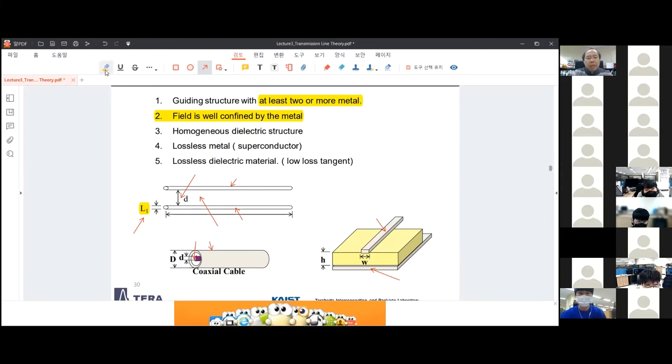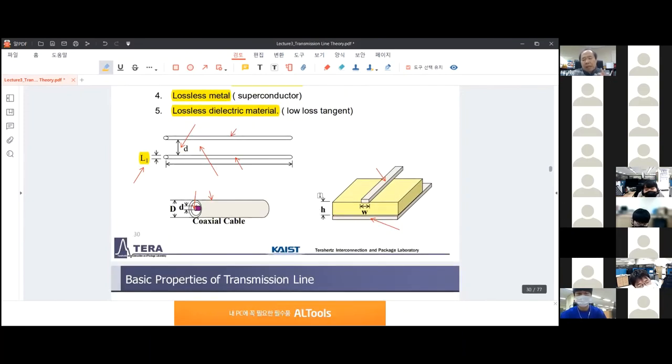And also we have to have dielectric materials. And we want to have very lossless metals, but it's actually not true. And so that's creating the ISI problem and eye diagram discussions. And we're going to also talk about dielectric materials. Now, this is the conclusion of my class today.